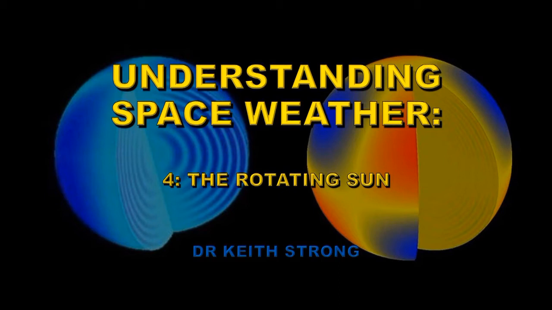In the first few videos we looked at the Sun as a star, what was going on inside the star, and how the Sun gets its energy. Now we're going to look at the consequence of the fact that the Sun rotates. And it turns out that the Sun would be a much less interesting star without that rotation.